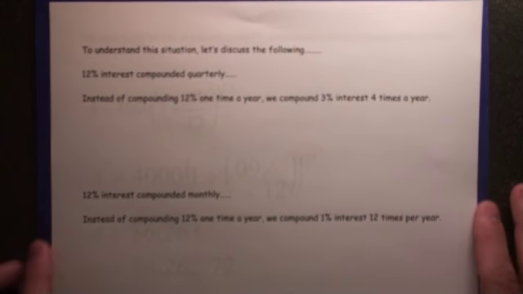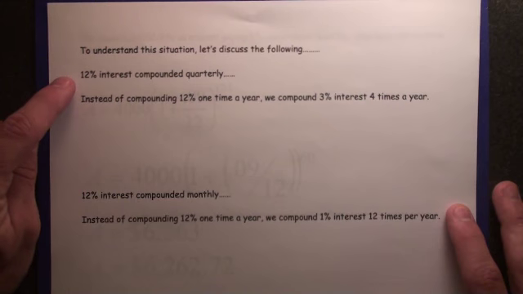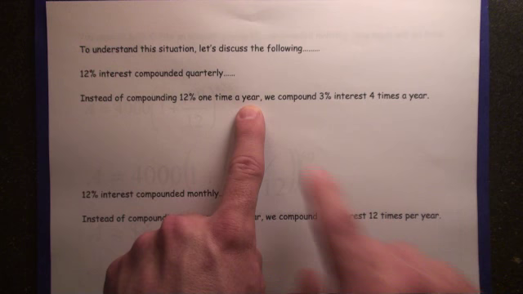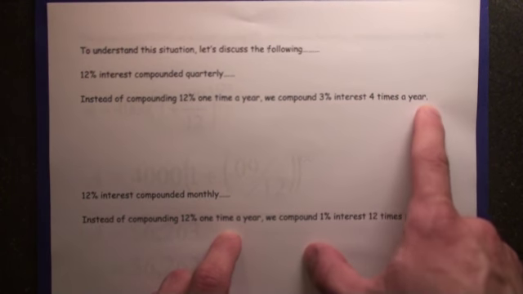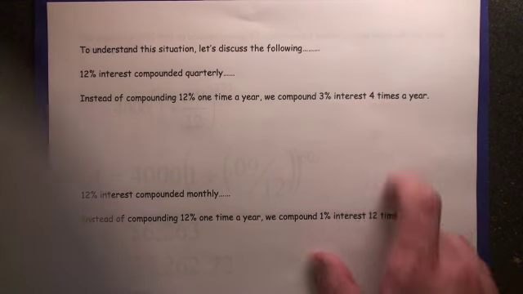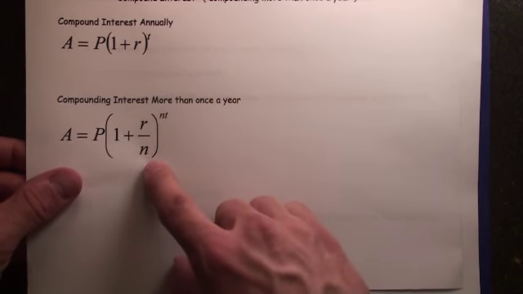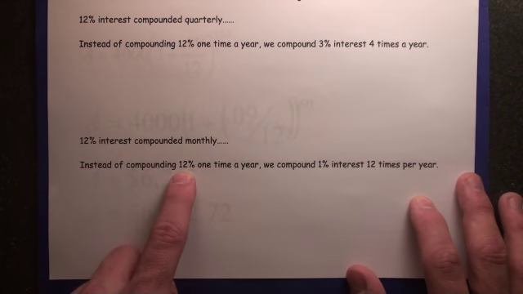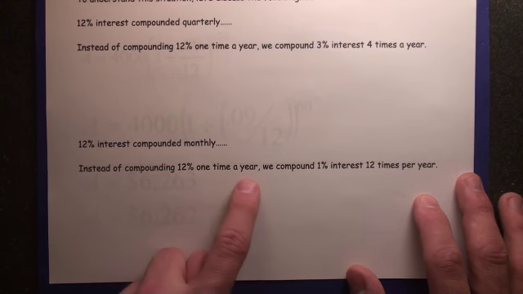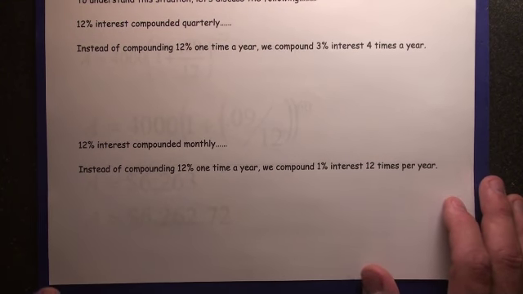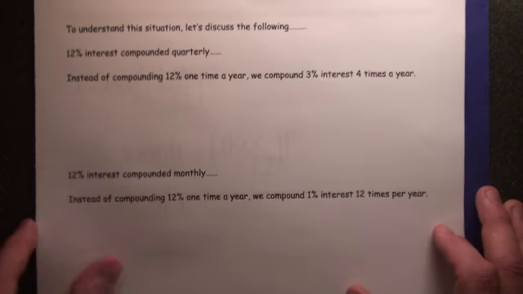So to illustrate this, to understand this, let's discuss the following. 12% interest compounded quarterly. Instead of compounding 12% one time a year, we're going to compound 3% 4 times a year. We do that by taking 12% divided by the 4, kind of like from the formula, 12% divided by 4 here, okay? Another way to do this would be to compound interest monthly. Instead of compounding interest 12% just one time a year, we're going to compound 1% interest each month, and that would be a total of your 12%. So that's why we do 12 times a year. So that's the idea of compounding interest more than once a year.